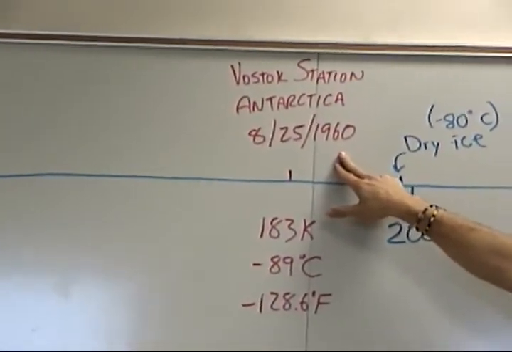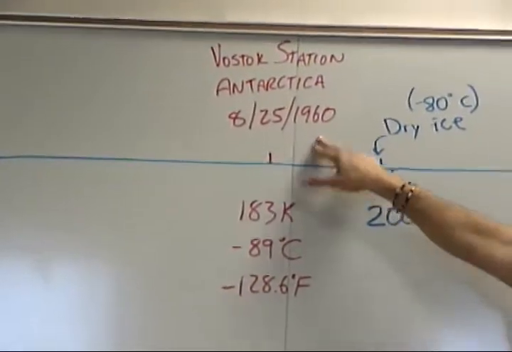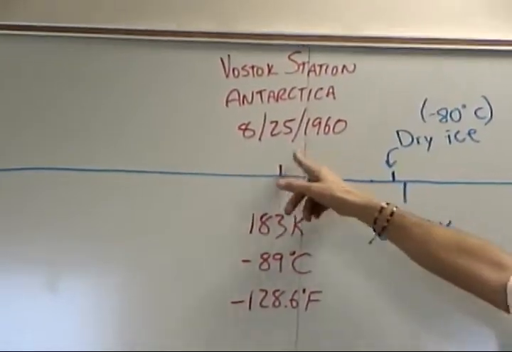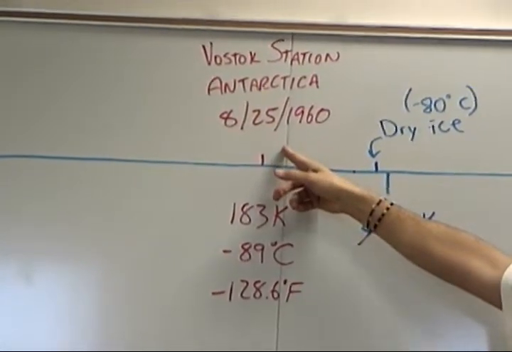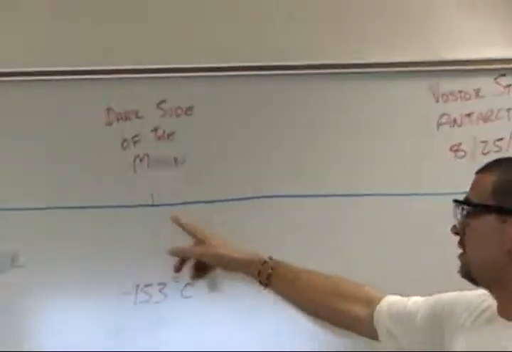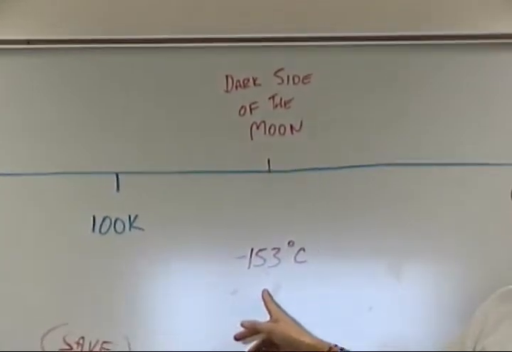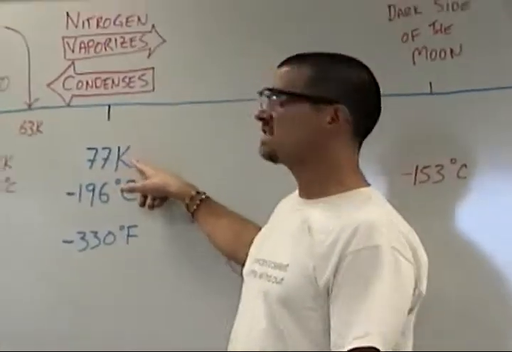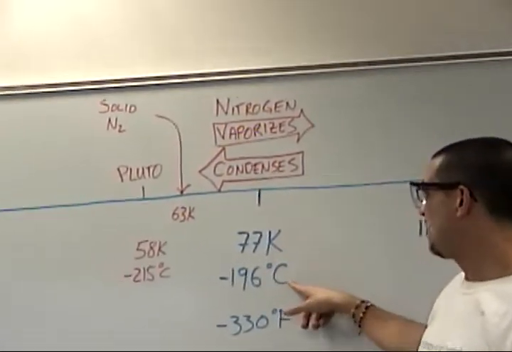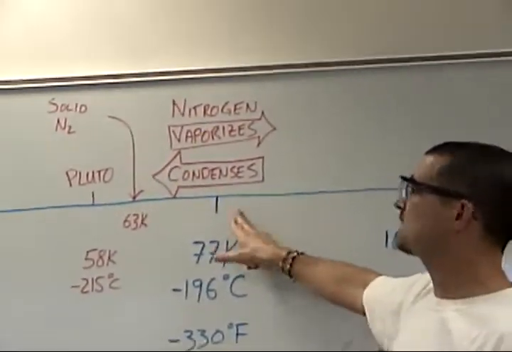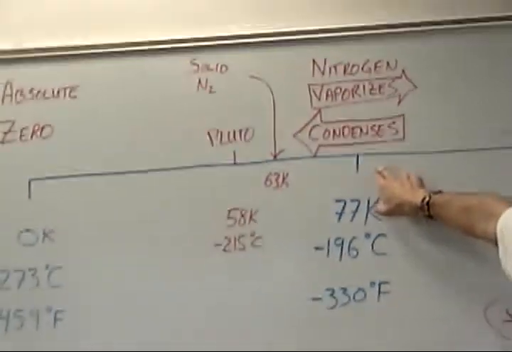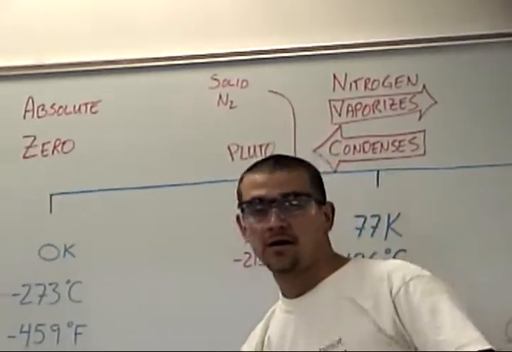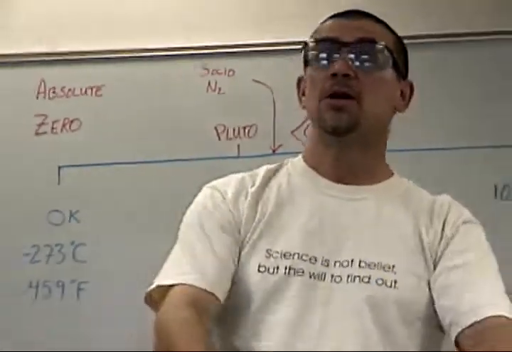My folks know the answer. What's the answer? The seasons switch. It's winter there in August. But we can get colder than that. We can go to the dark side of the moon and get to 153 below 0. Even colder than that, we get to 77 Kelvin, negative 196 Celsius. That's the condensation point of nitrogen. That's when it turns from a gas to a liquid. That's what's in here.